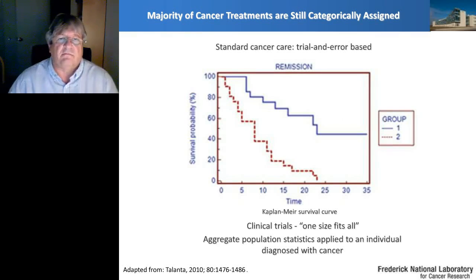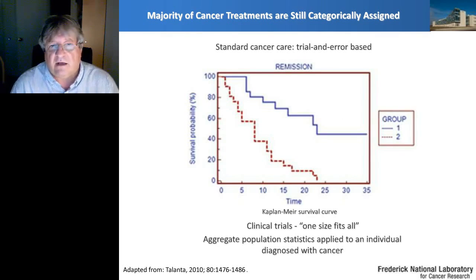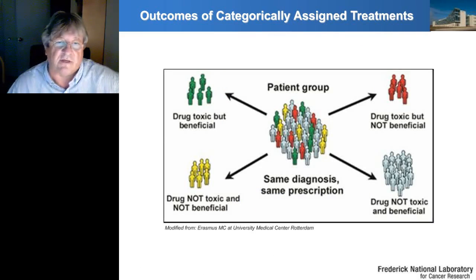So nowadays, the majority of cancer treatments, unfortunately, are still categorically assigned. And they are assigned on research that basically measures survival based on the treatments done in clinical trials. So basically, the only biomarker for the majority of cancers are Kaplan-Meier survival curves, and there the aggregate population statistic is applied on an individual diagnosed with cancer, and this is unfortunately how the majority of cancers are still treated today. So basically, the survival upon the treatment is most probably the only biomarker that we have here.